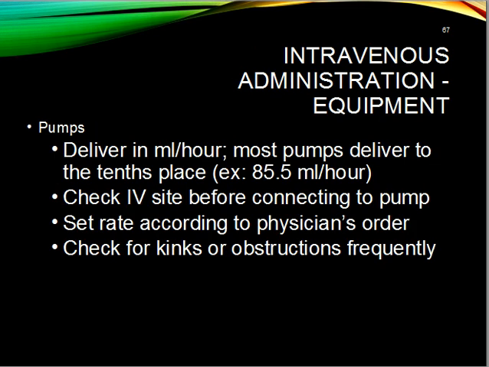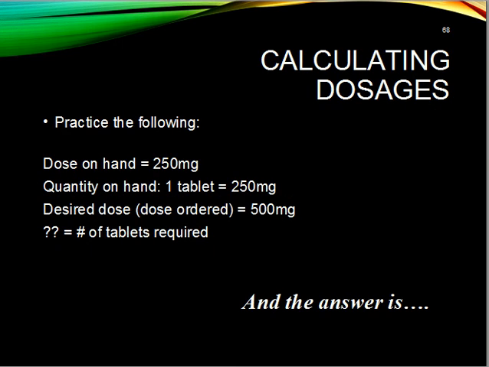Intravenous administration equipment. Pump: deliver at milliliters per hour. Most pumps deliver to the tenth place, 85.5 mLs per hour. Check the IV site before connecting the pump. Set the rate according to the physician's order and check for kinks or obstructions frequently.